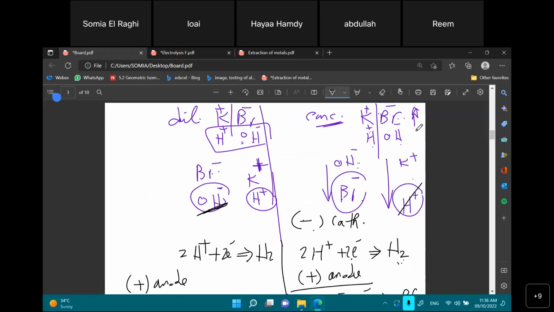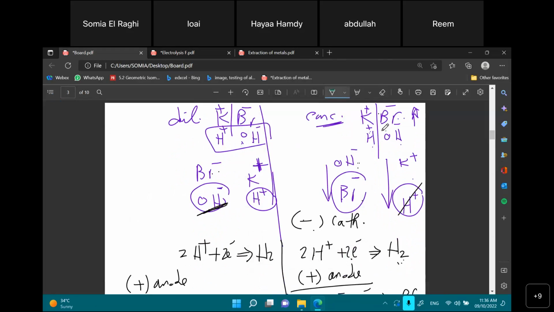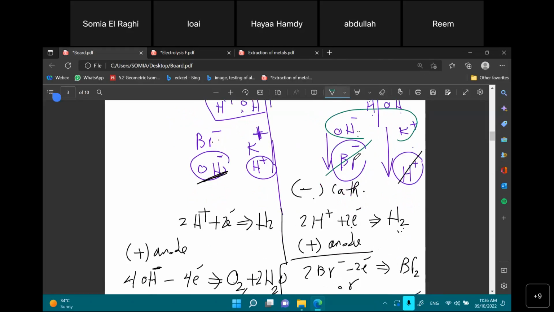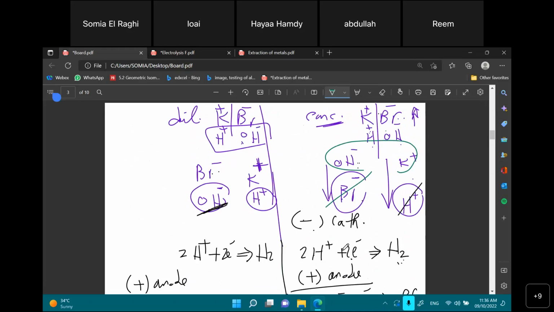Now I need to check what material is left over at the cathode area. Hydrogen has gone, and bromide has gone. So what do we get now at the cathode area, Reem? Yes, we get K plus and OH minus. Just add them together. We get the neutral material potassium hydroxide. Thank you, Reem. All right, that is the product formed.